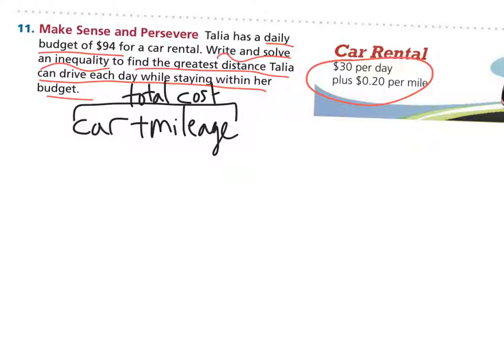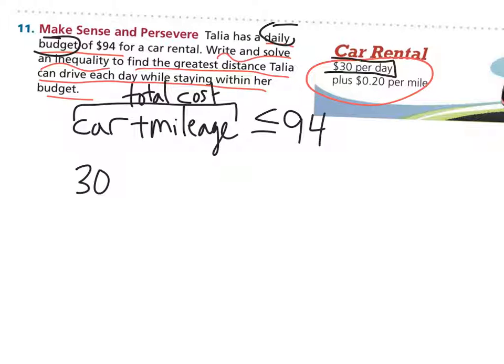Staying within budget means the total cost is going to be less than or equal to $94. So the car cost is $30. We're talking about here a daily budget of $94. So even though it says $30 per day, we're just going to put $30. We don't have to have a variable on that part. And then it's 20 cents a mile. So 20 cents times however many miles.